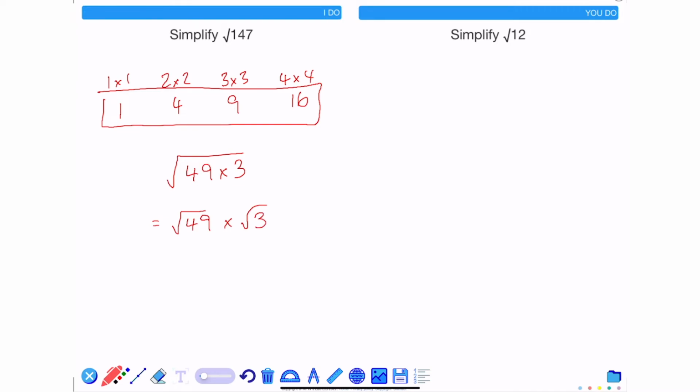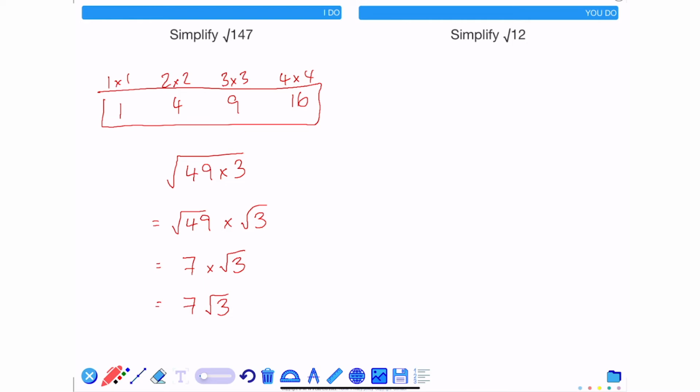Now looking at each of these, one of them can be simplified. The fact that 7 times 7, 7 squared, is 49. The square root of 49 is 7, and we can times that by root 3. Now, like with algebra, whenever two things are together, it means multiply. So 7 and root 3 are written alongside each other. I've now simplified my surd.